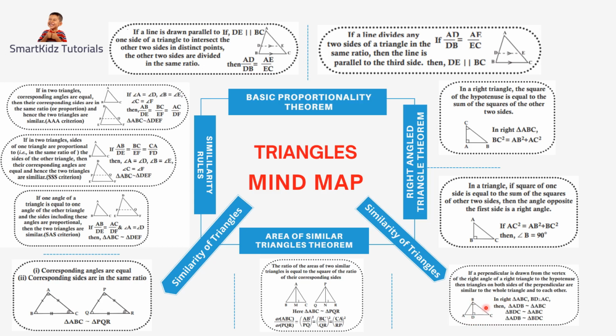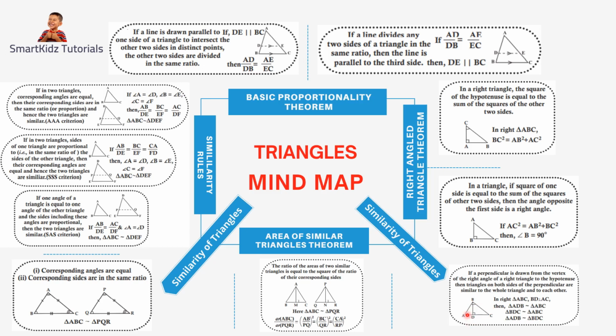Then in this case, you have to understand one more thing: since this triangle is right angled at angle B, the side opposite to that becomes the hypotenuse, which means AC will become the hypotenuse of triangle ABC. And our theorem says that a perpendicular drawn from the vertex of a right angle to the hypotenuse of that triangle forms two triangles, that is triangle ADB and triangle BDC, and these two triangles are similar to this entire triangle.